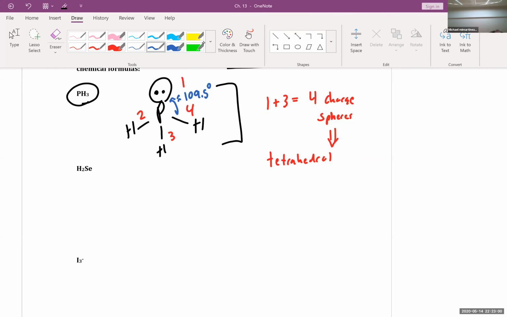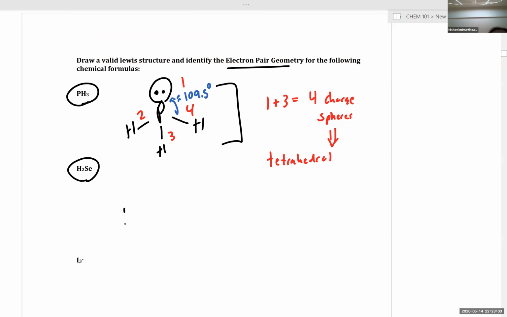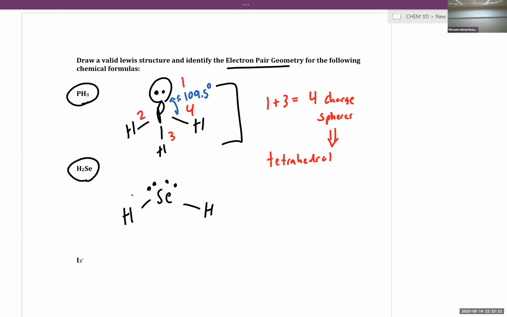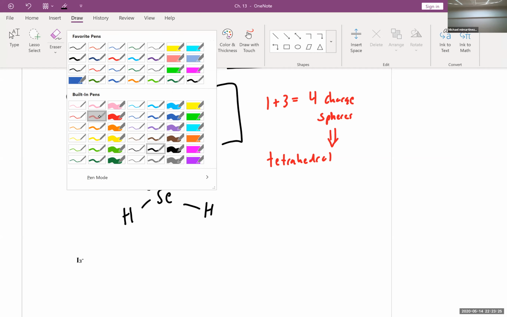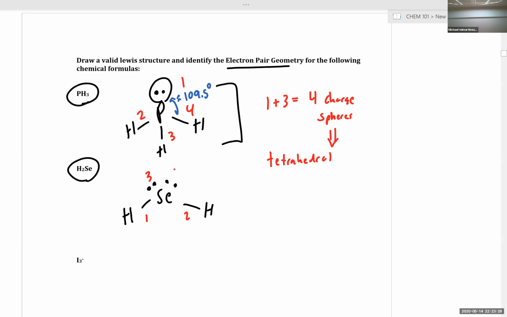Okay, let's keep going now. Let's look at hydrogen selenide, which looks a little bit like this. How many charged spheres do we have for hydrogen selenide? How many total bonds and lone pairs? Let's count one more time. We have 1, 2 bonds and 2 lone pairs. So we have 4 charged spheres. So again, we have a tetrahedral electron pair geometry.